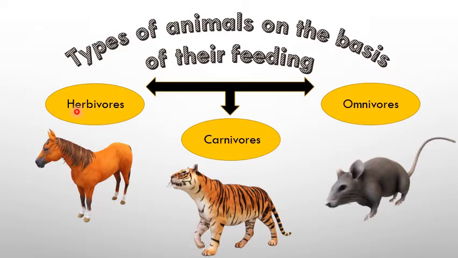Now we are going to learn herbivores, carnivores and omnivores in detail, how they are grouped separately and what their common examples are. So let's begin.